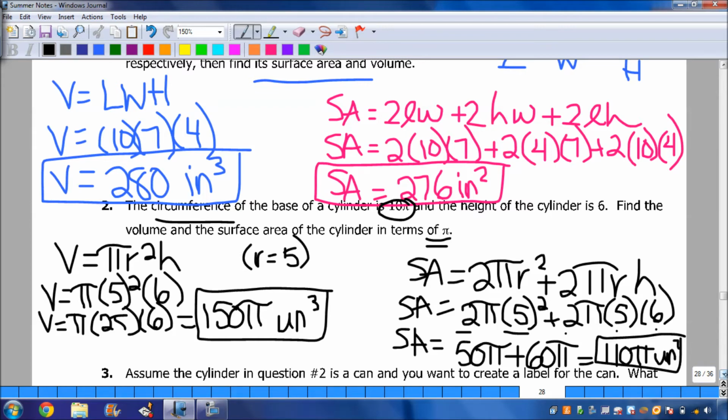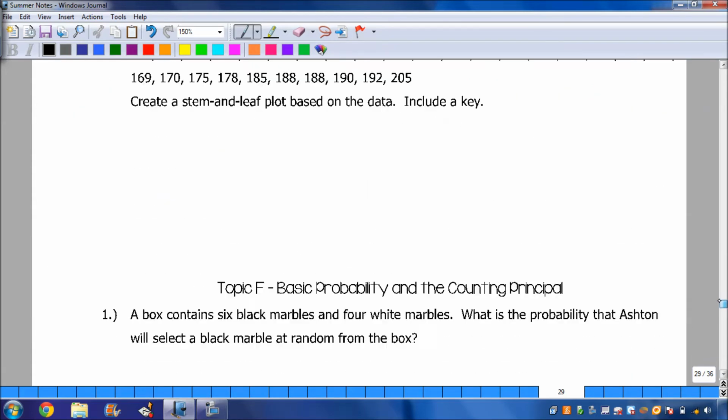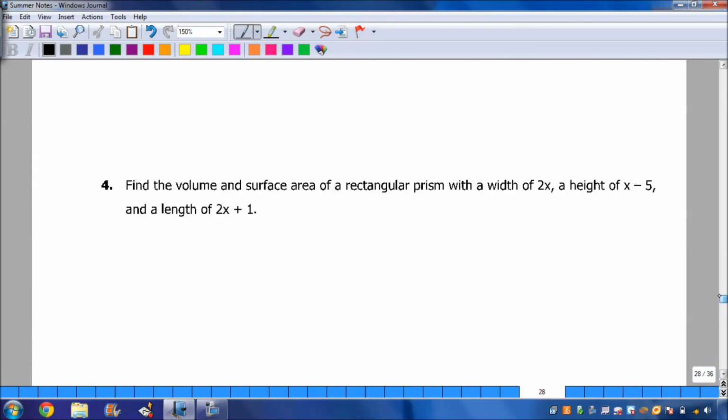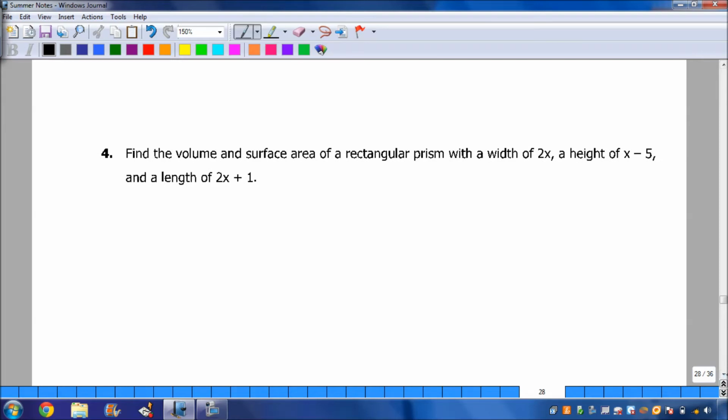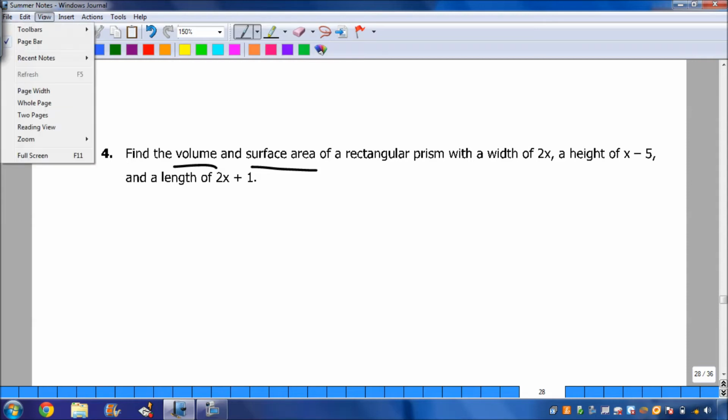Okay, we are going to skip question number 3 for right now, and we're going to go on to question number 4, which is really tricky, so make sure you pay attention to this one. Okay, find the volume and the surface area of a rectangular prism with a width of 2x and a height of x minus 5. All right, so let's go ahead and do that.